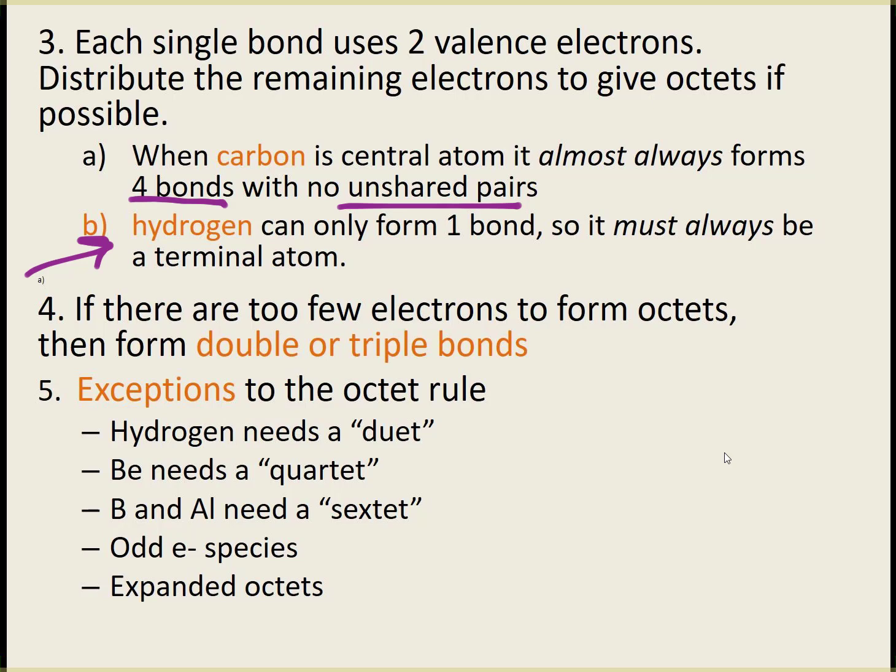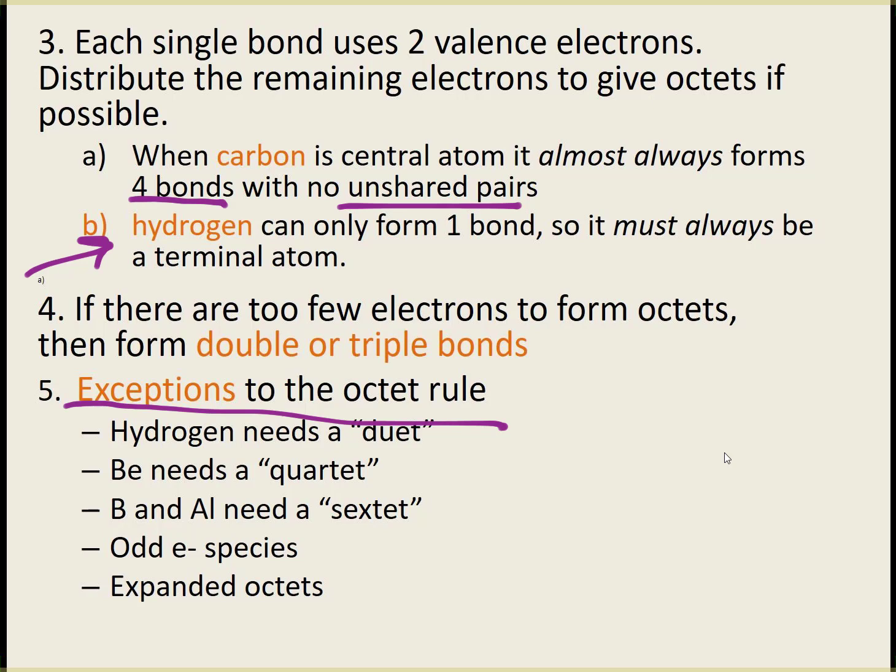Except for these guys. So the exceptions to the octet rule. Hydrogen only needs 2 dots. It's just too small. It can't handle 8. Beryllium is also very small. It needs a quartet or only 4 electrons around it or 2 bonds. Boron and aluminum need a sextet or 3 bonds or 6 electrons.